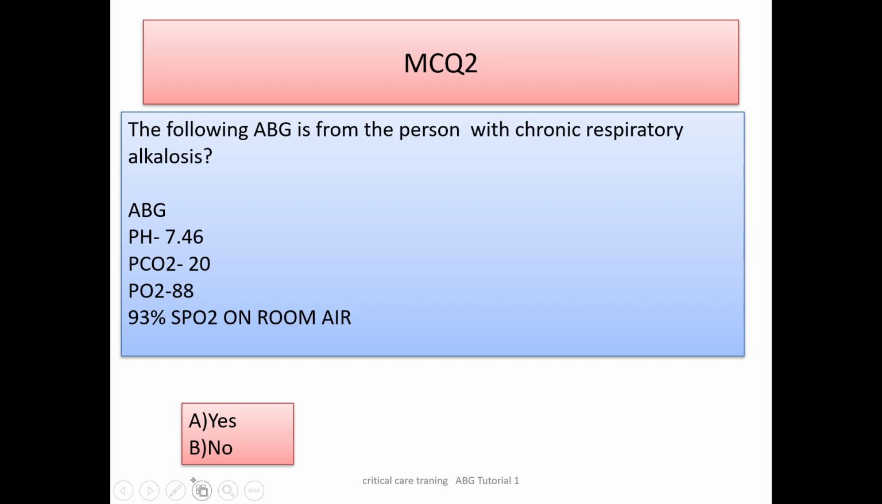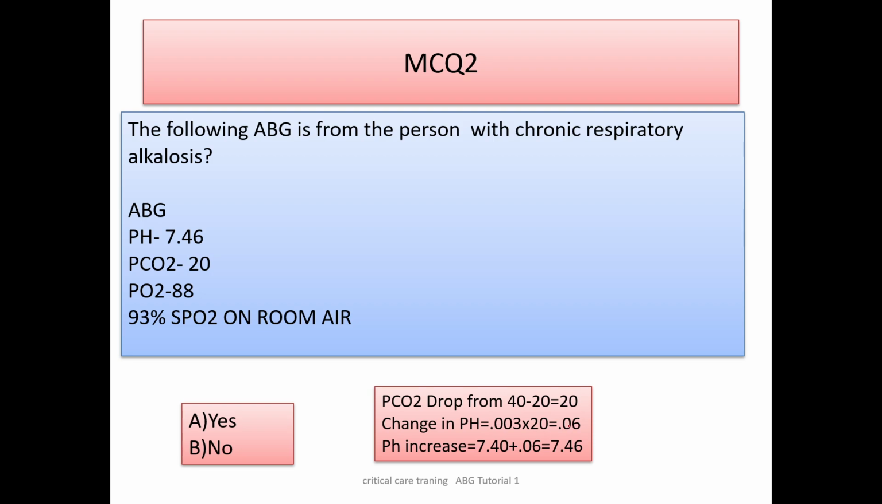Now, is the patient in chronic respiratory alkalosis? The answer is yes or no. Here we see the ABG pH of 7.46, and PCO2 has gone down to 20. So 40 minus 20 is 20, and if we consider this as chronic, we have to calculate the change in pH as 0.003 per millimeter, so 0.003 multiplied by 20 is 0.06. As it is an alkalosis, adding to the baseline of 7.4, 7.4 plus 0.06 is 7.46, and this is the observed pH, and that's why the answer is yes, this is a chronic respiratory alkalosis. Hope you understood this compensation of respiratory changes with the pH change.